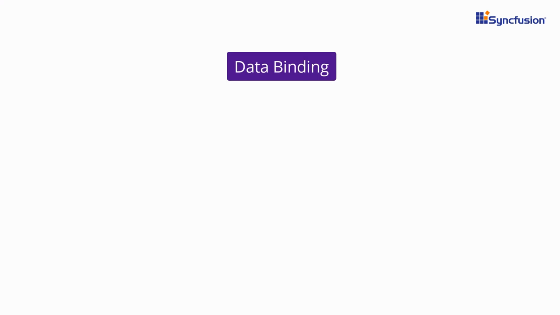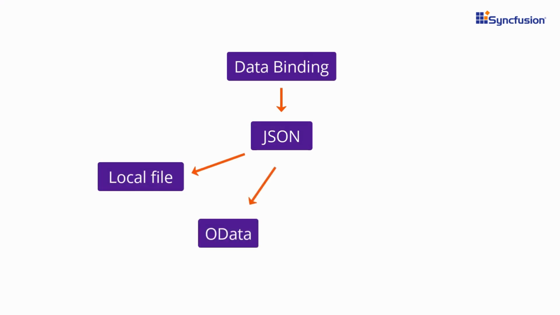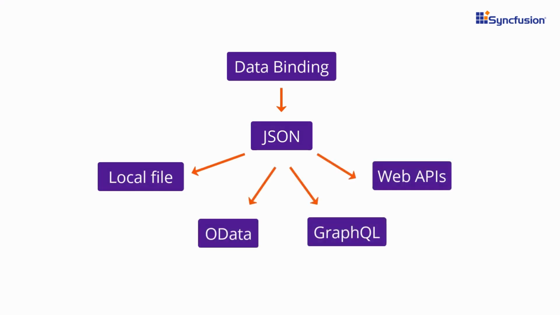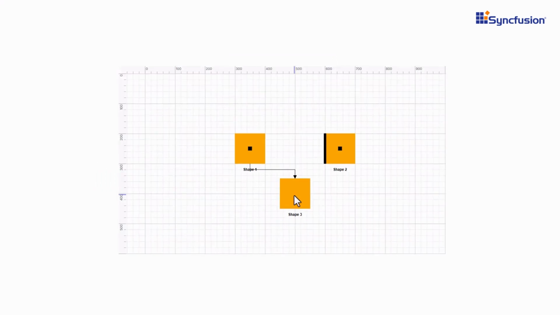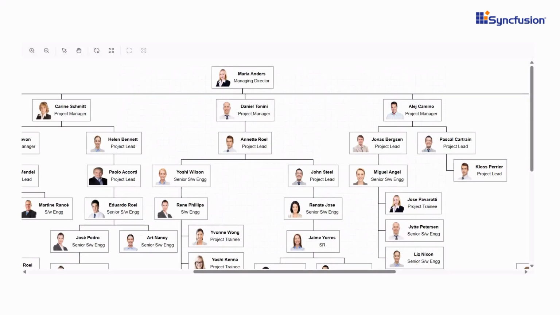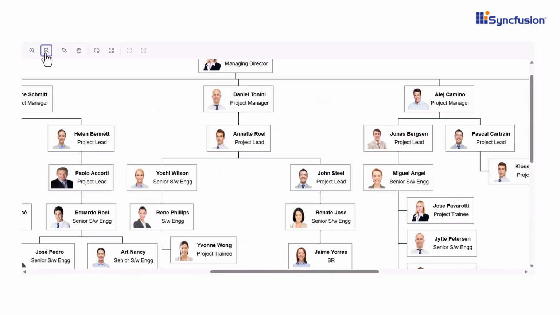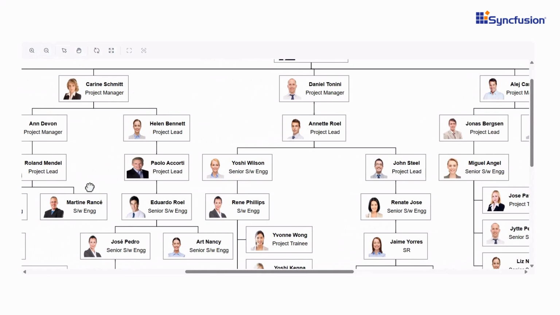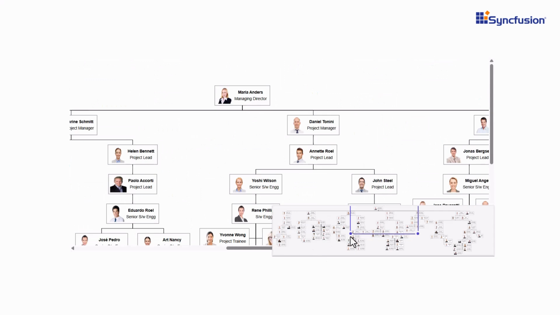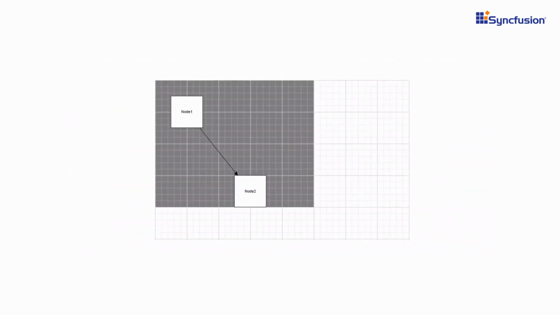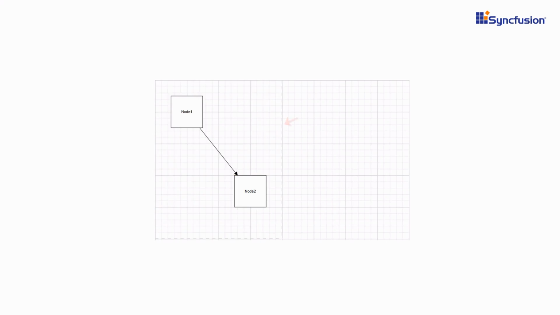Want to connect your diagram to real data? Bind it to JSON, whether from local files or data fetched from OData, GraphQL, or web APIs after fetching and preparing the data for JSON binding. For perfect alignment, use grid lines, rulers, and snap to grid. Pan and zoom to explore large diagrams, or use the overview panel to jump across areas quickly. Customize page size, background, orientation, and page breaks. You're fully in control of the canvas.